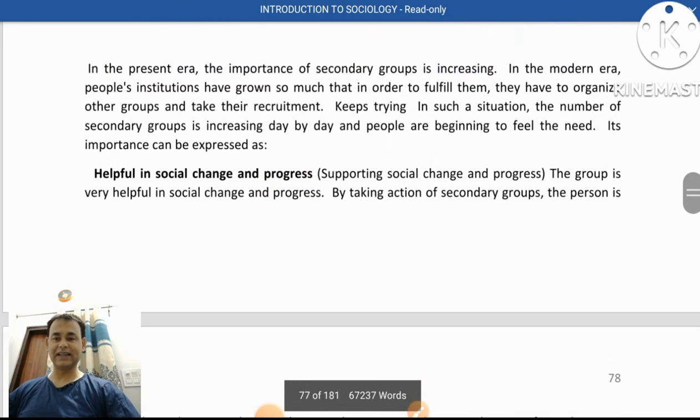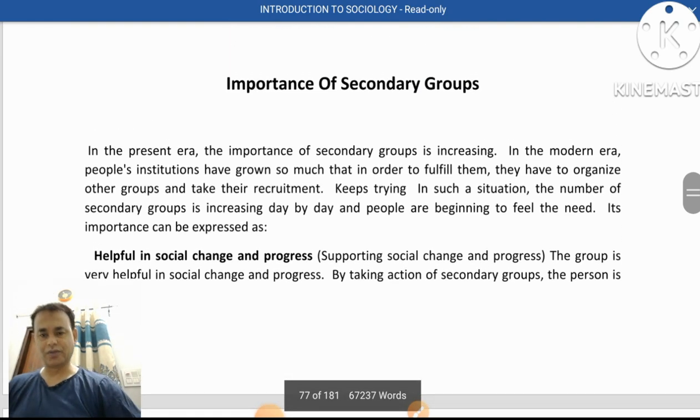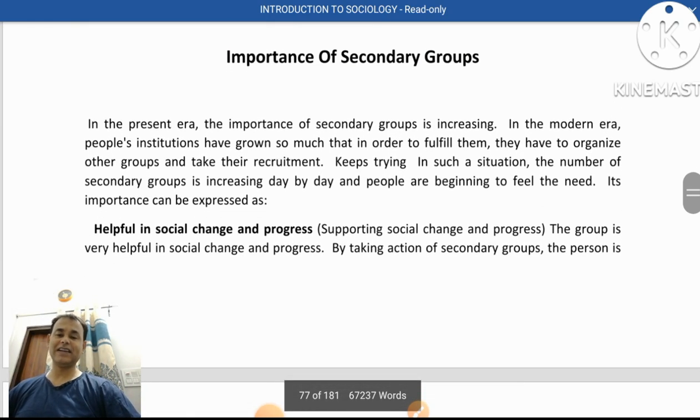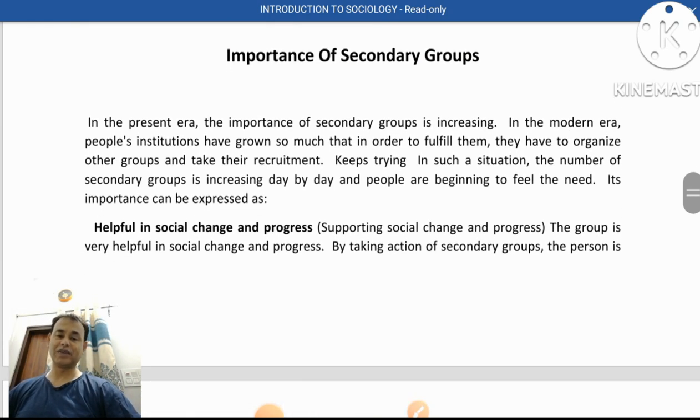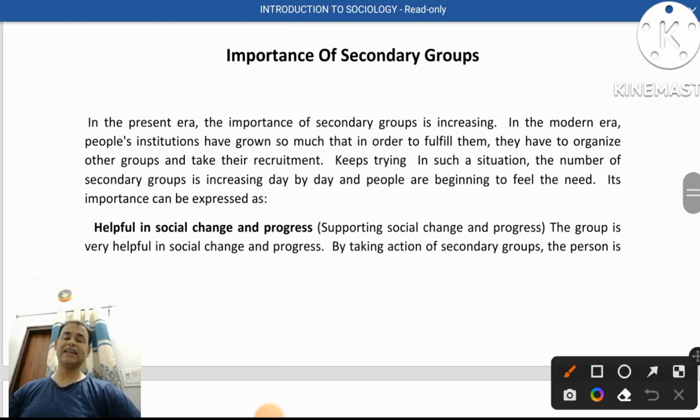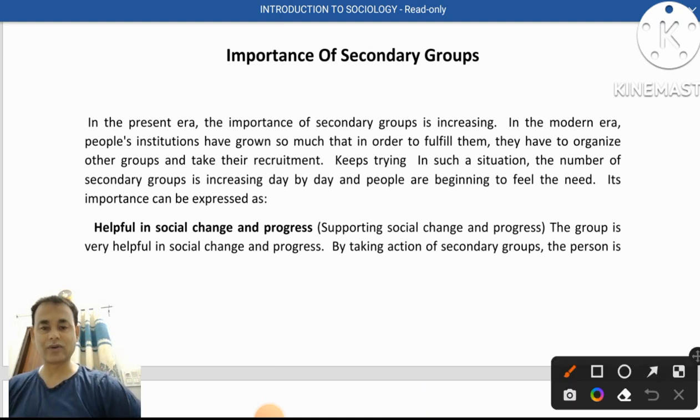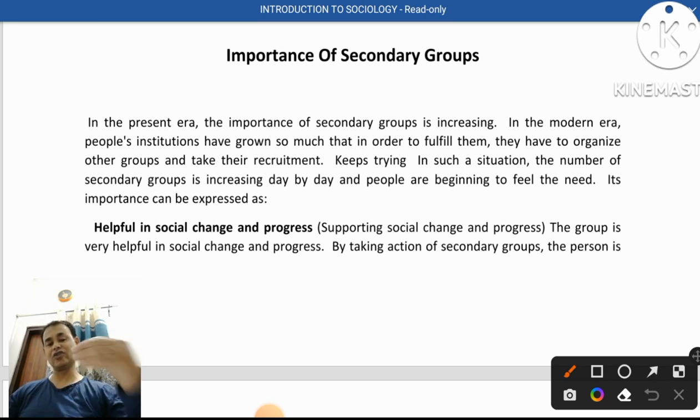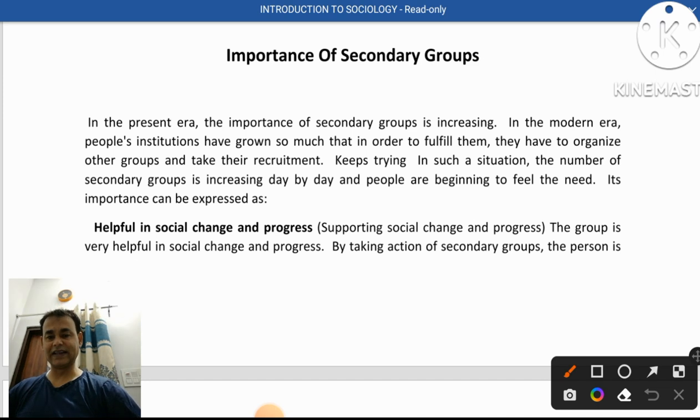Importance of the secondary group. In the present era, the importance of the secondary group is increasing. In the modern era, people's needs have grown so much that in order to fulfill them, they have to organize associations, the secondary groups. The number of secondary groups is increasing day by day, and people are beginning to feel the need. Its importance can be expressed.